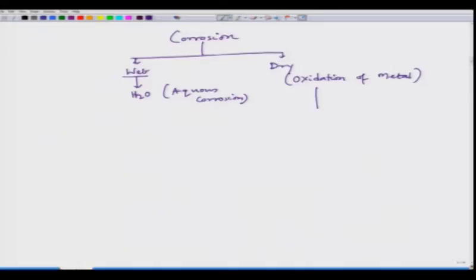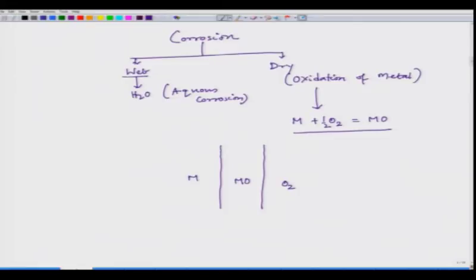But in case of dry corrosion, let us just have a look at what happens at the interface of the metal when oxygen is involved, because anyhow I am talking about oxidation of the metal. If we consider this particular reaction, M plus half O2 equal to MO, if I consider this oxidation reaction, let us have a look at what happens at the interface. This is the metal surface. Let us say some oxide has formed, MO, and then this is the gas medium.